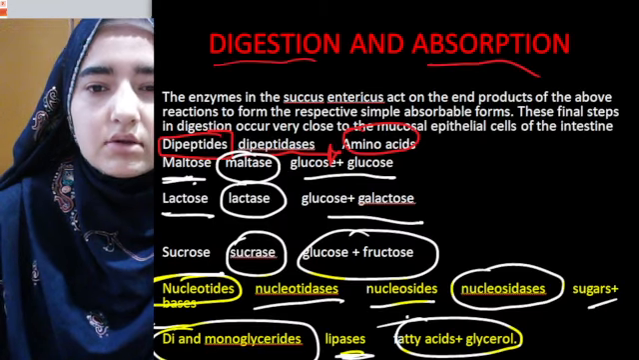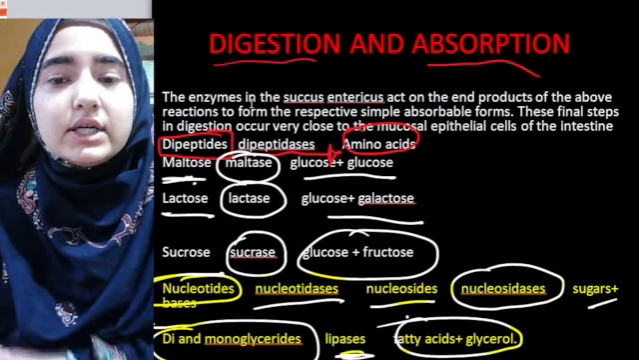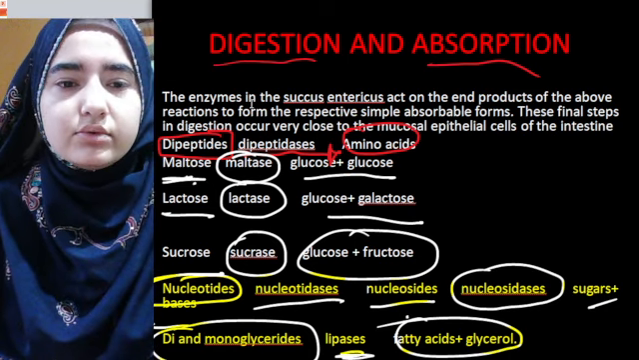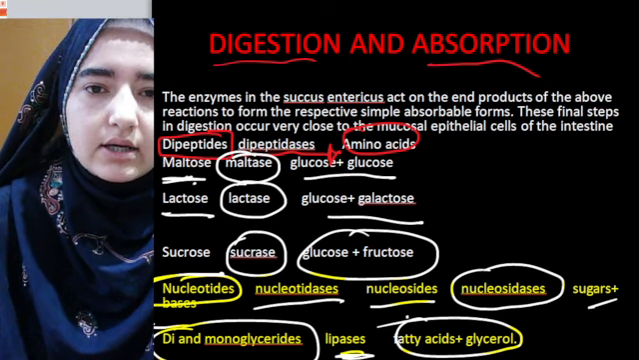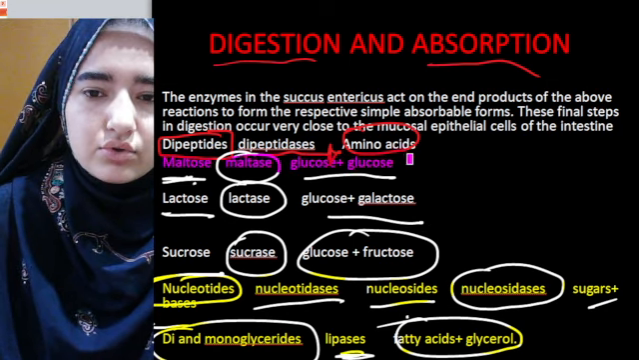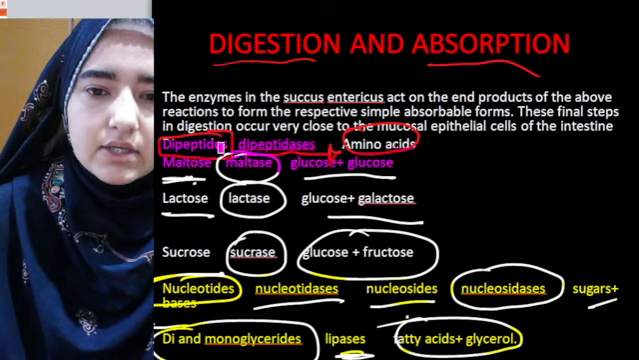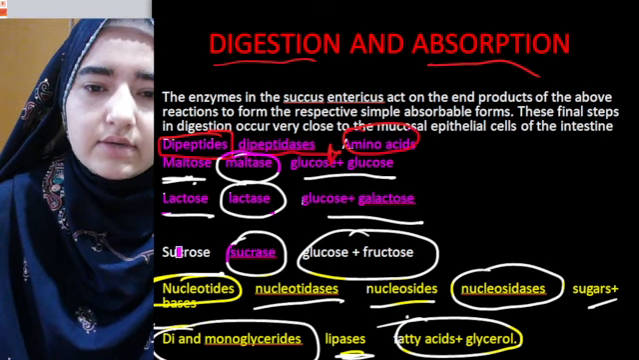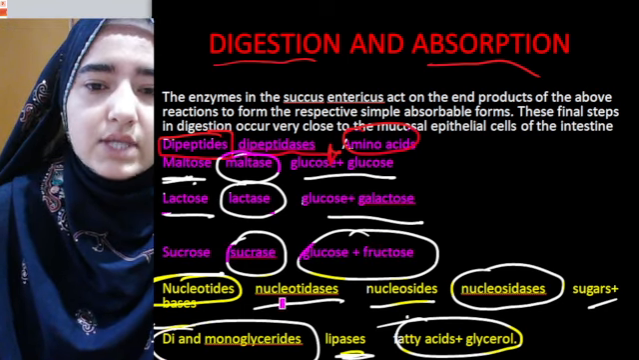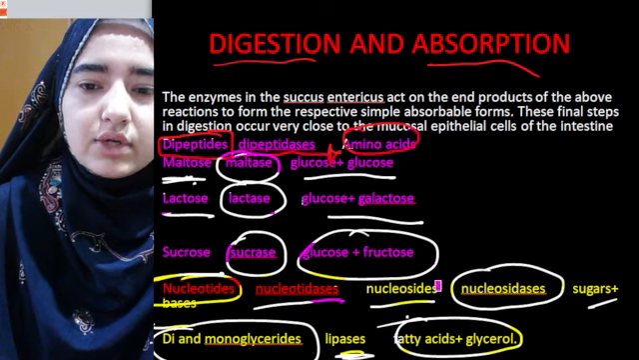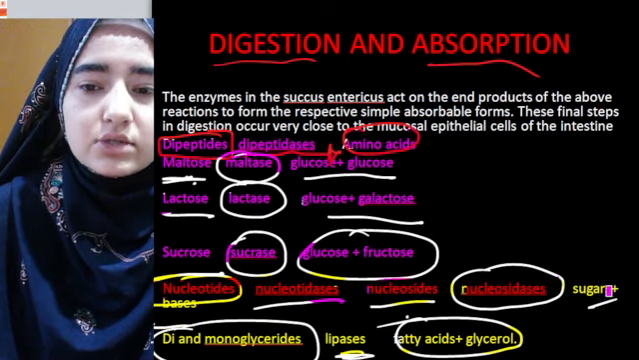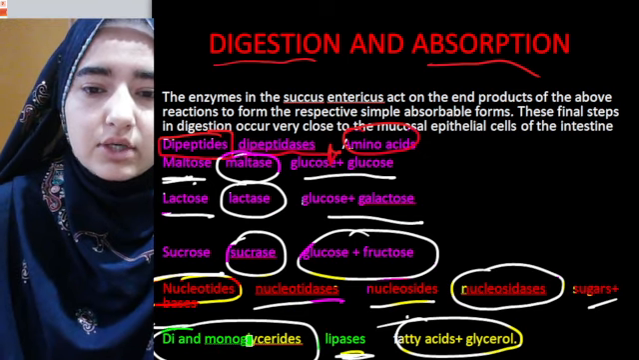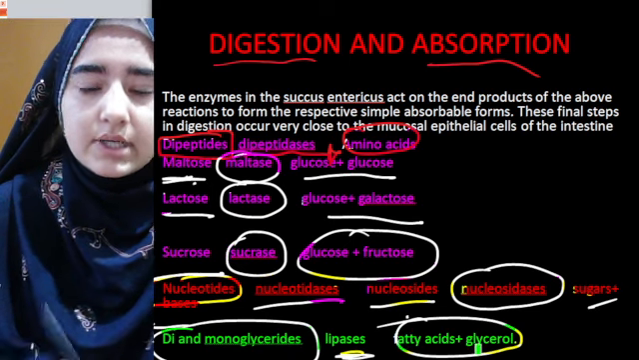In this video, we saw how biomacromolecules are converted into biomicromolecules, how larger molecules are converted into smaller molecules. Then we saw some reactions: maltase converts maltose into glucose plus glucose, dipeptidases convert dipeptides into amino acids, lactase converts lactose into glucose plus galactose, sucrase converts sucrose into glucose plus fructose. Similarly, nucleotidases convert nucleotides into nucleosides, then nucleosidases act on nucleosides, converting them into sugar and bases. Then lipases act on di- and monoglycerides, giving us fatty acids plus glycerol.